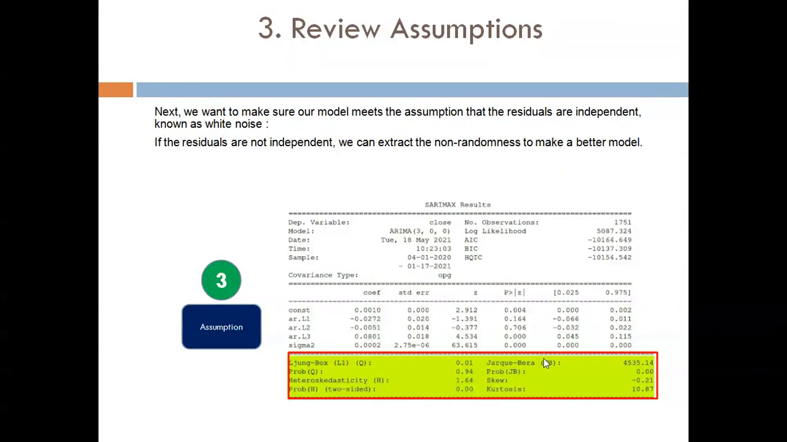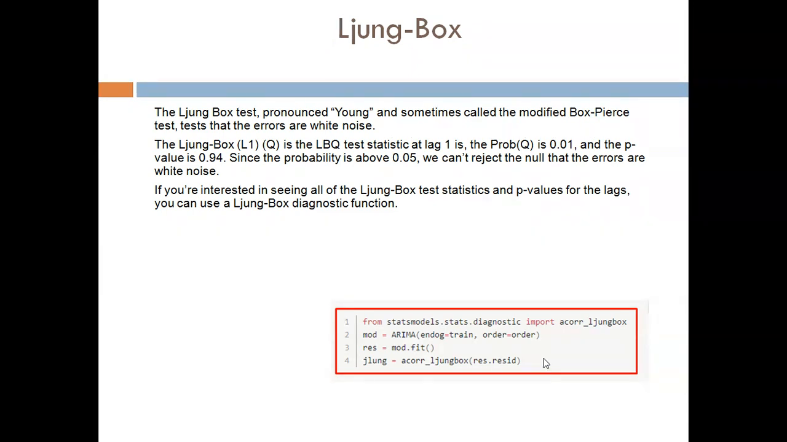If we move to the third, that is reviewing assumptions, after that we will do the fit analysis. We want to make sure our model meets the assumptions that residuals are independent, that is, white noise. If the residuals are not independent, we can expect the non-randomness to be used to make a better model. We can see the Ljung-Box, heteroskedasticity, Jarque-Bera, skew, and kurtosis are there. So let's see one by one.